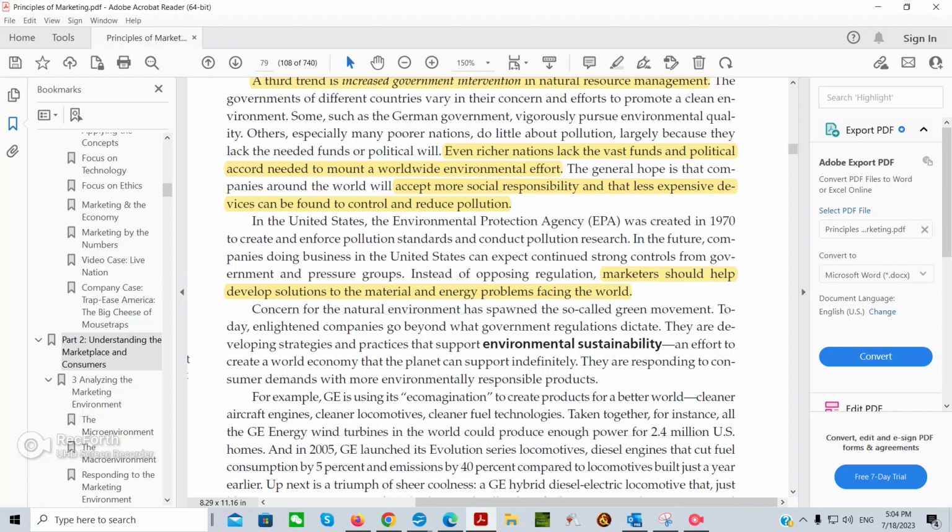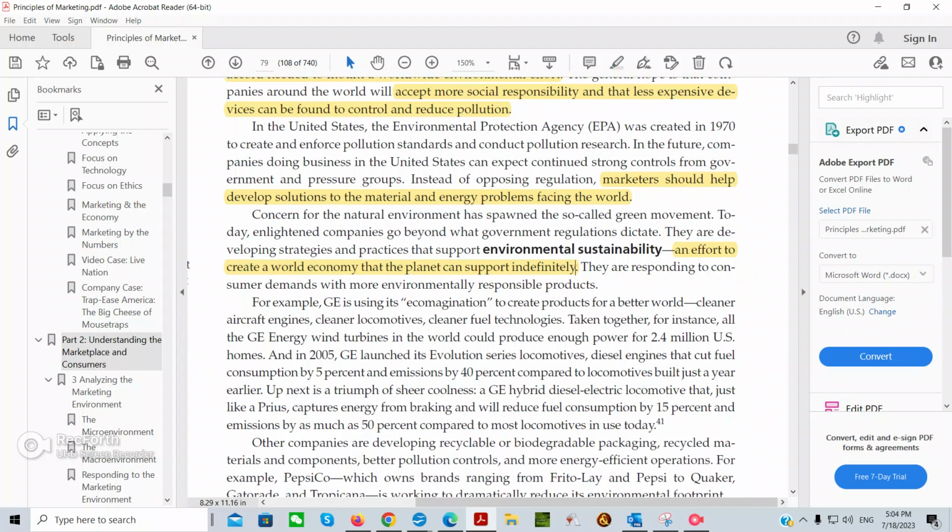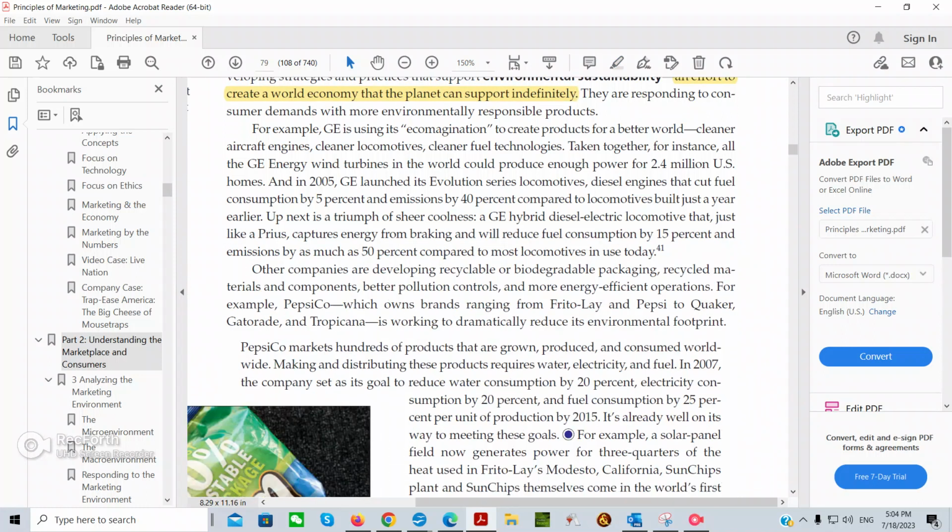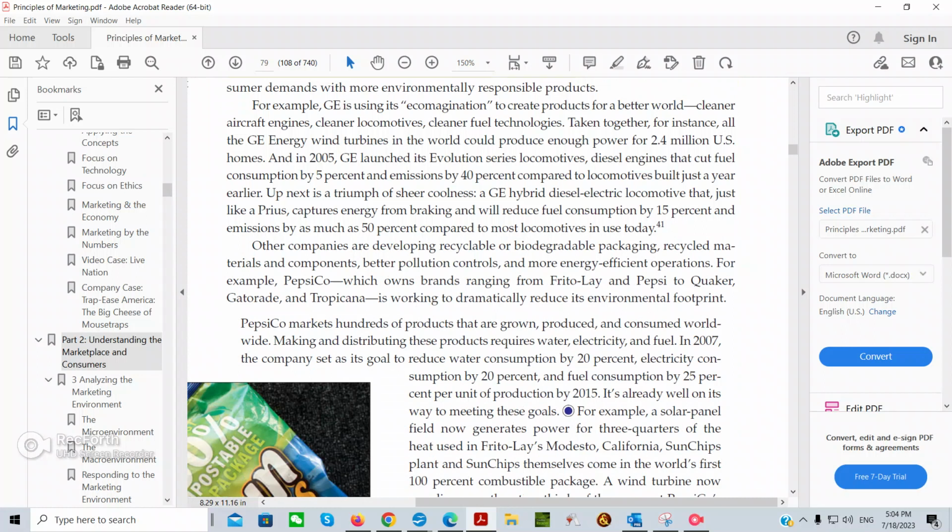Well, there you go. Concern for the natural environment has spawned the so-called green movement. Today, enlightened companies go beyond what government regulations dictate. They are developing strategies and practices that support environmental sustainability, which is an effort to create a world economy that the planet can support indefinitely. They're responding to consumer demand with more environmentally responsible products. For example, GE is using its imagination to create cleaner aircraft engines, cleaner locomotives, cleaner fuel technologies.